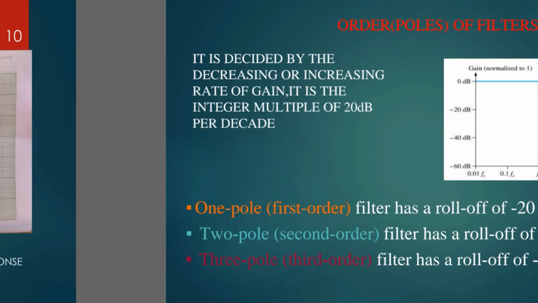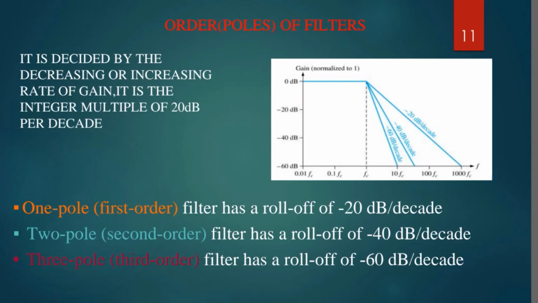Order or poles of filters. It is decided by the decreasing or increasing rate of gain. It is an integer multiple of 20 decibels per decade. As I showed in the figure, on the x-axis we take frequency and on the y-axis we take gain. Normalized to FC, at 10 FC 60 decibels per decade is given, and for 100 FC it is 40, and for 1000 FC it is 20. As we need to understand from the graph, if the frequency increases, the decibel per decade decreases.